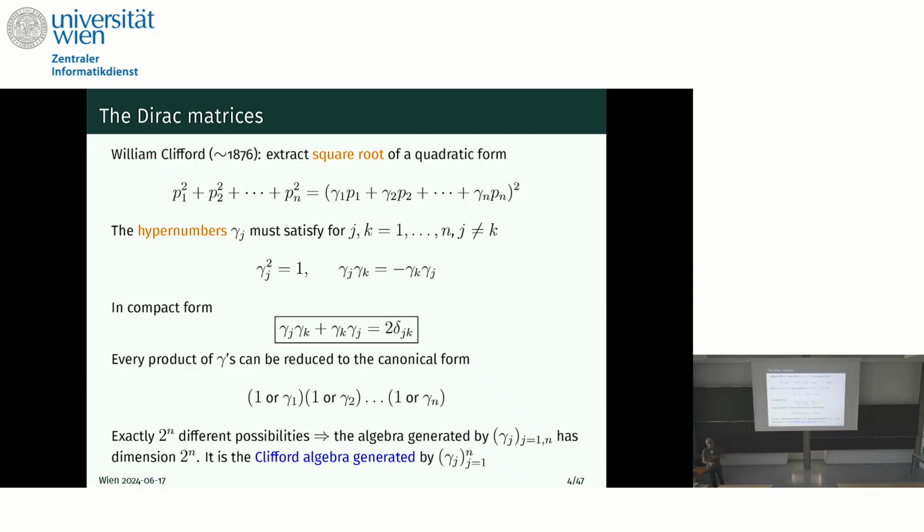Okay? So if you have an arbitrary product of a finite number of gammas, you can move them. You change sign each time you swap two of them, and if two of them have the same index, you can collapse them into one. So you can simplify any product, and you can reduce any product to a simple product of different gammas, either 1 or gamma. So you check the number. This is 2 to the n possibilities, and this is the dimension of the algebra that you get. Okay, so it's very simple. And this is a Clifford algebra generated by this kind of hypernumbers, if you have n of them.